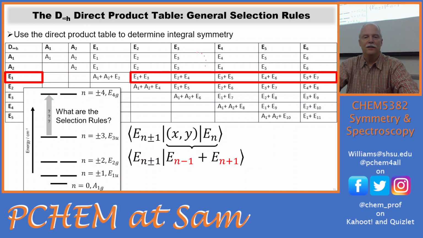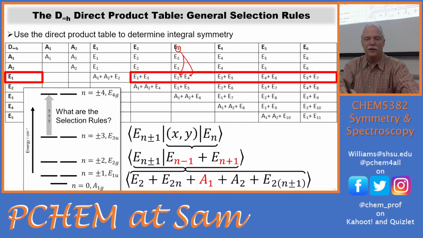So if light operates on E3, it goes down to 2, that's N minus 1, and up to 4, that's N plus 1. Everybody see that? Yeah? Okay. And that has to match this for it to be allowed. If we end up with one of these matching, then we're good. And so this is the general case.